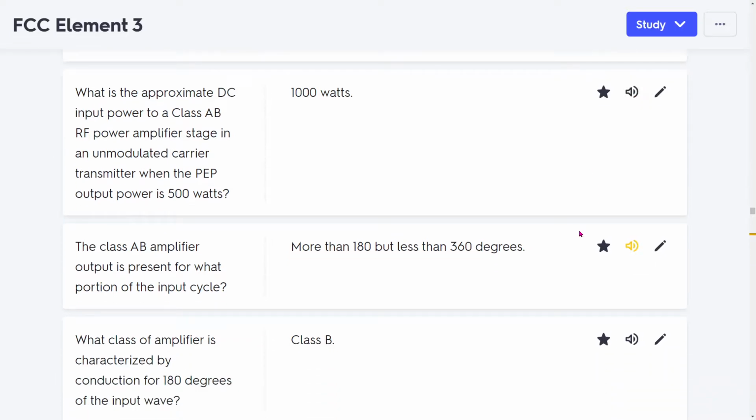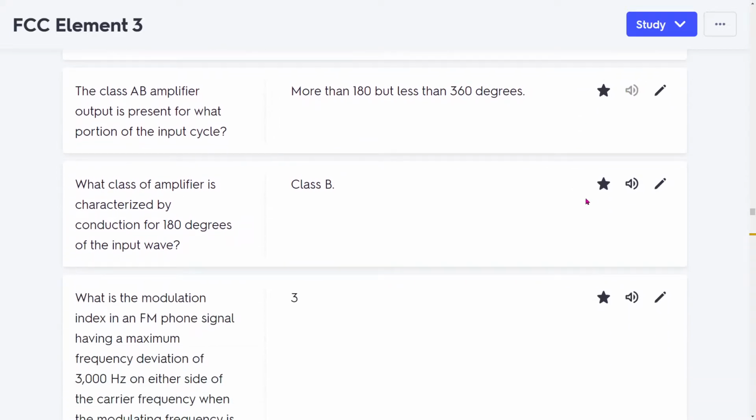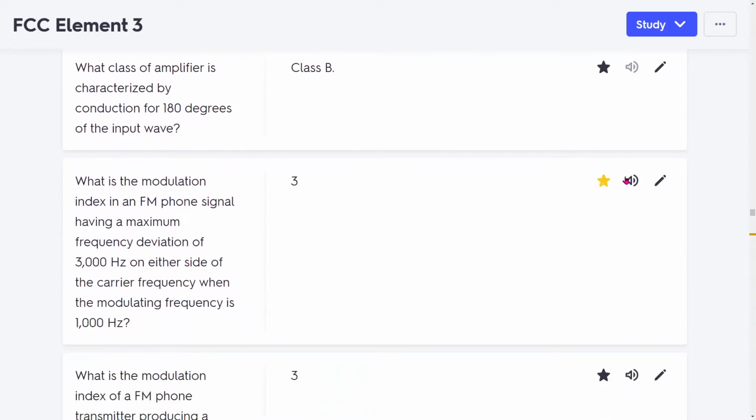The Class AB amplifier output is present for what portion of the input cycle? More than 180 but less than 360 degrees. What class of amplifier is characterized by conduction for 180 degrees of the input wave? Class B.